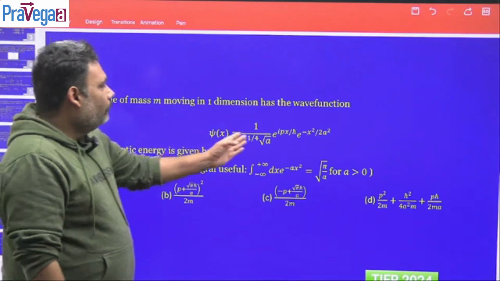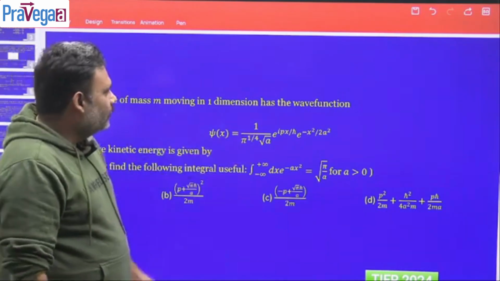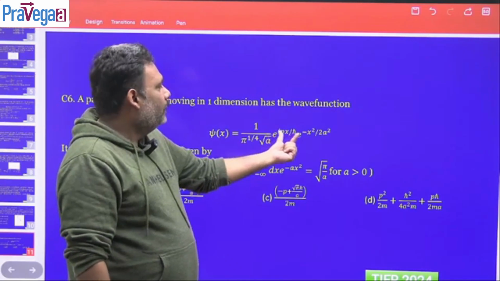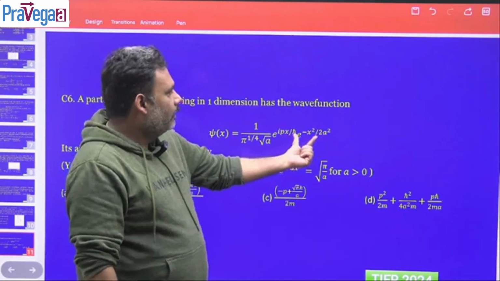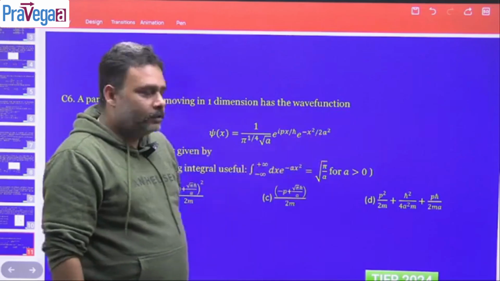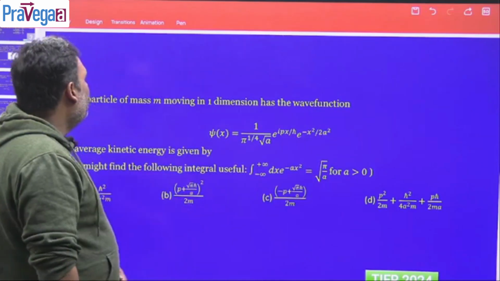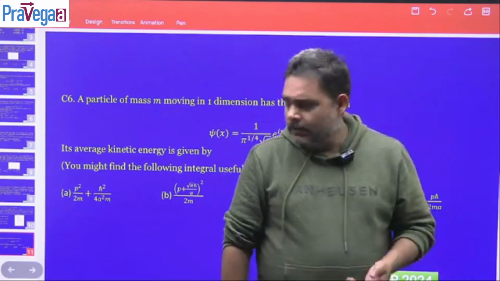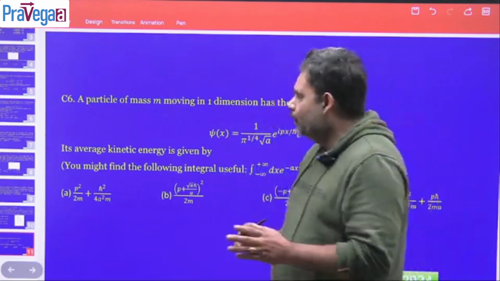So what is this? One wave function is given, and in this wave function there is some normalization constant, and one part is e to the power i px upon h cut, and another is a Gaussian, e to the power minus x square upon 2a square. So what we have to do is calculate the average kinetic energy of this particular wave function. So let's see how we will proceed.